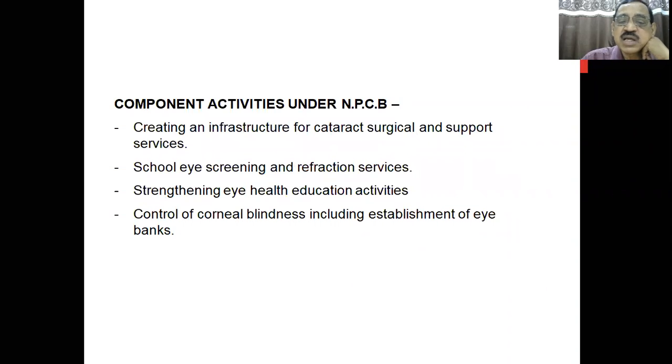So the component activities under the National Program for Control of Blindness are, first and foremost, creating an infrastructure for cataract surgical and support services. Previously, way back in the 1980s or earlier, what we used to do is conduct cataract camps, go to the villages, take a school or any room, fumigate it, conduct the camp, and do intracapsular cataract extraction for those people, institute post-operative treatment, and finally give aphakic correction and then leave.